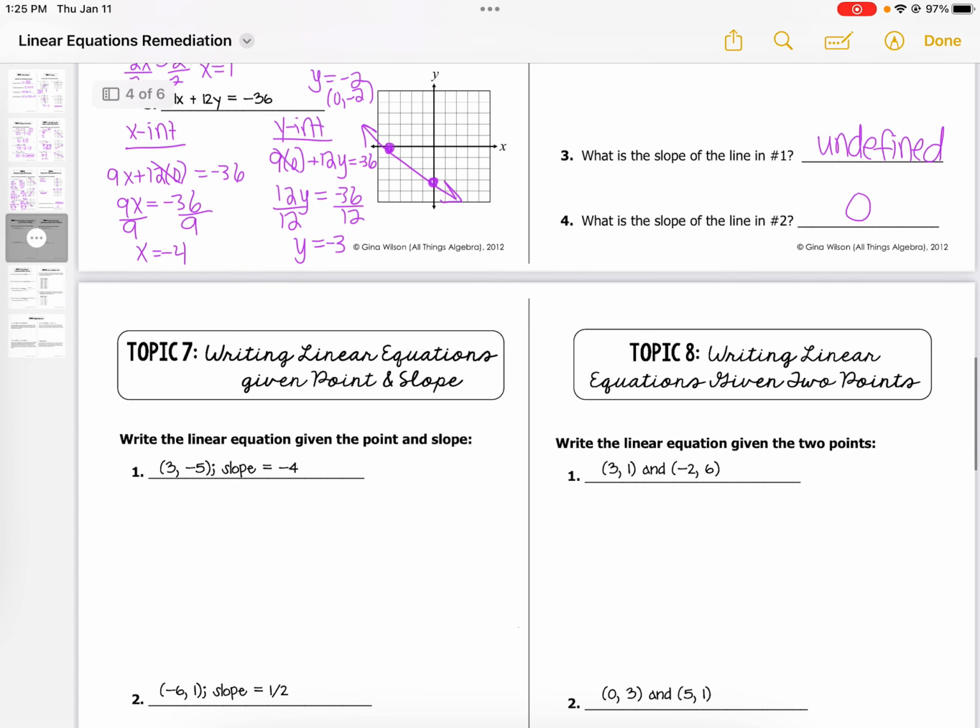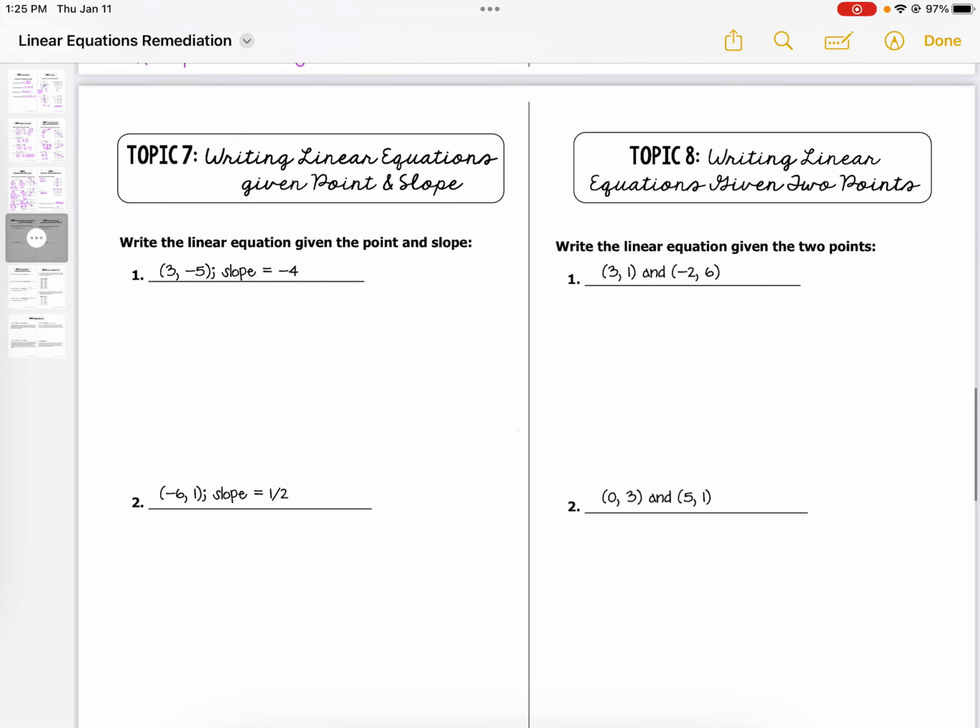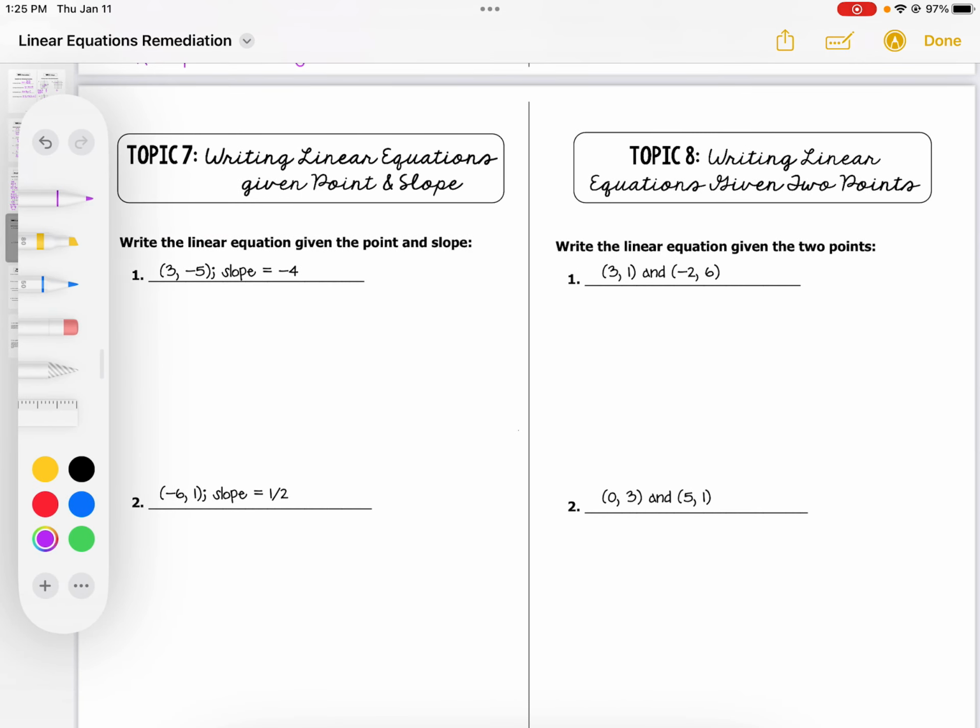Moving right along. Topic 7, writing linear equations given point and slope. We're going to do a couple extra things here with this one because I want to make sure that we understand how to create equations in all 3 forms. If a point is given and the slope is given, point-slope form is the way to go. But what we're going to do is create the equation in point-slope, and then we're going to convert it to slope-intercept, and then we're going to convert it to standard. That's going to be our directions for this one.